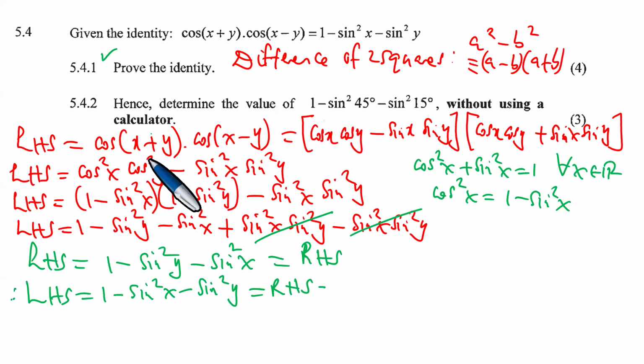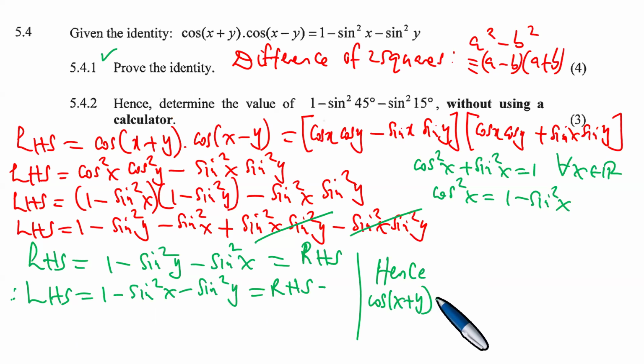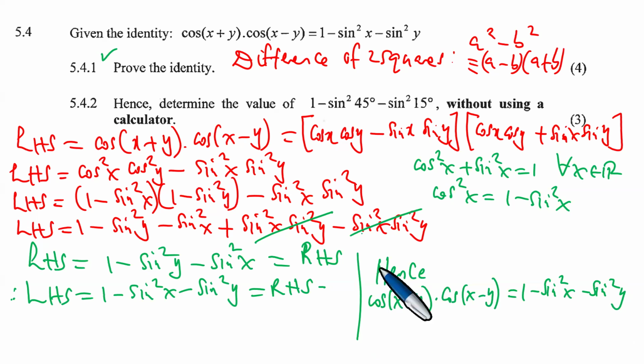This is the answer. So we've been able to prove this identity, and then we can even write the conclusion and say, hence, we're able to see that if we have the cosine of x plus y times the cosine of x minus y, it is 1 minus the sine squared of x minus the sine squared of y. Like so. And therefore, we've been able to prove the identity as the examiner asked. We proceed to the next question.